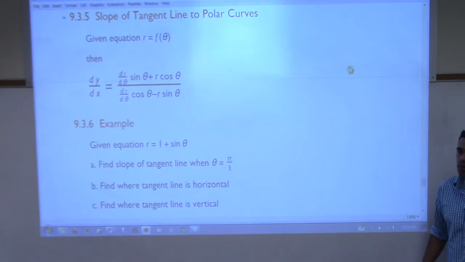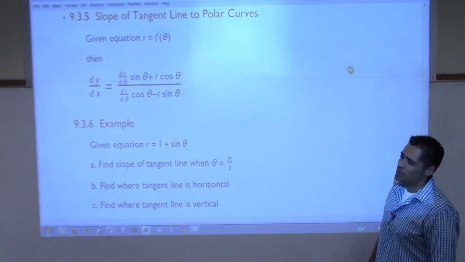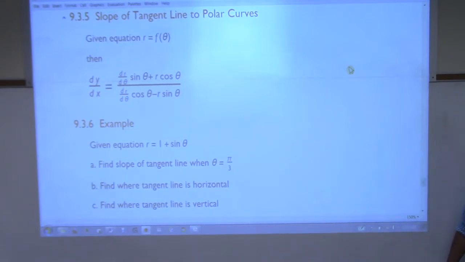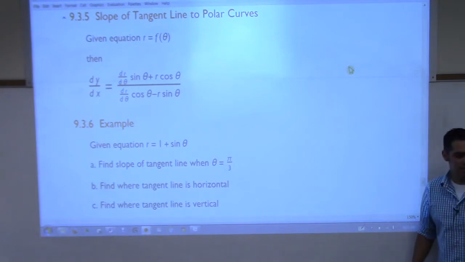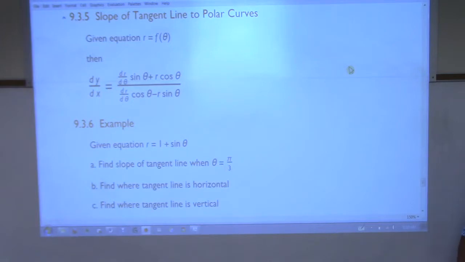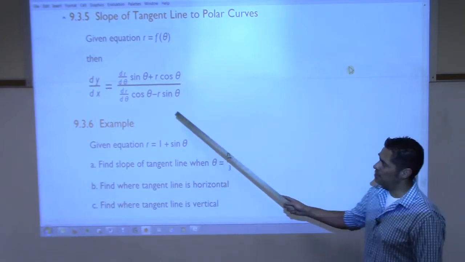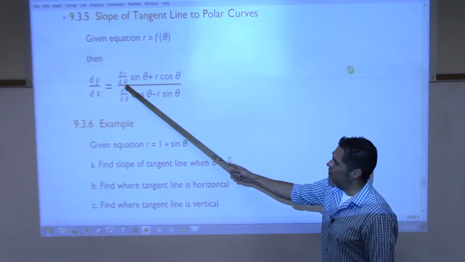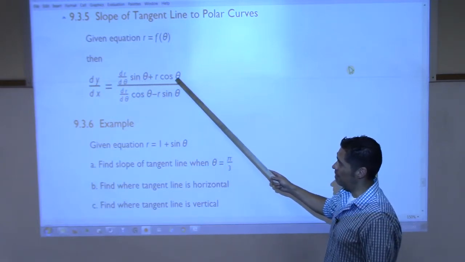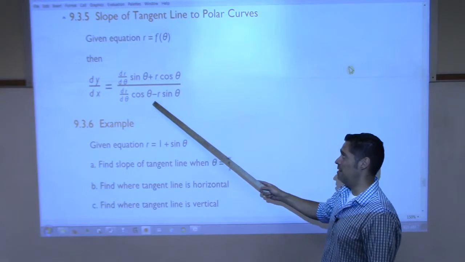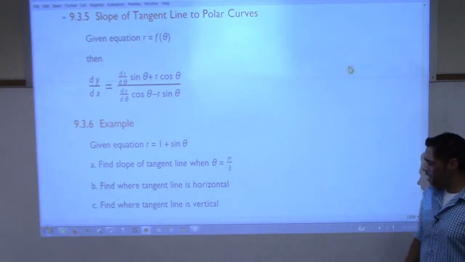If you remember the parametric, the formula for the slope of tangent line, do you remember it? No? Okay. That's right. So it was dy dt over dx dt. That was your slope of tangent line for parametric. Here it's dr d theta times sine theta plus r cosine theta, over dr d theta cosine theta minus r sine theta. That's not very natural, right?